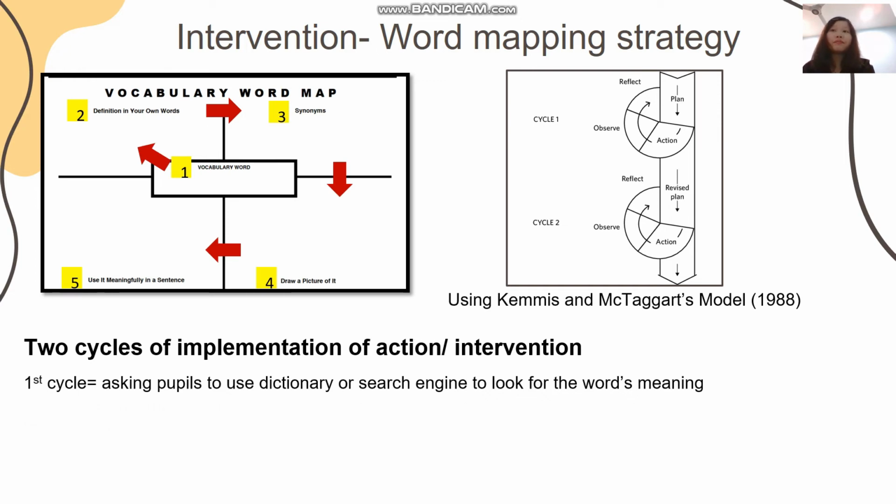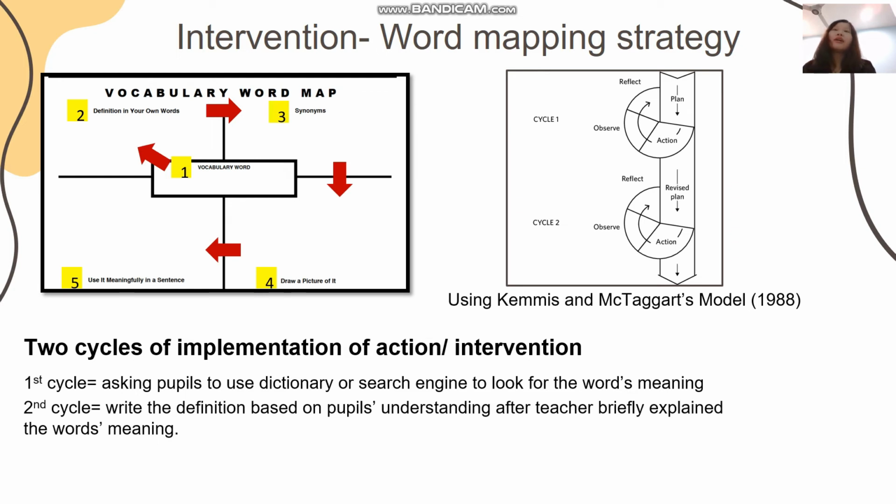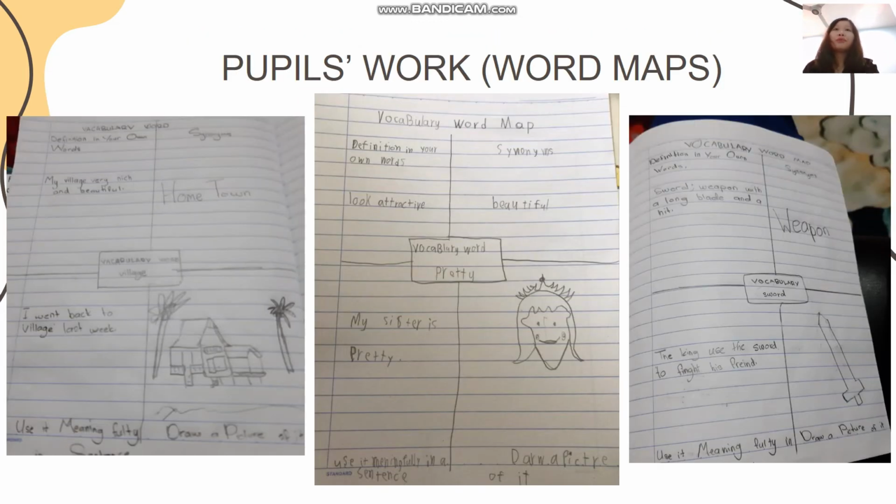of the word. And in the second cycle, the teacher will first briefly explain the meaning of the word and then ask the pupils to write the definition based on their understanding from the explanation from the teacher. So these are pupils' work when they manage to fill in the columns correctly and also making sense.